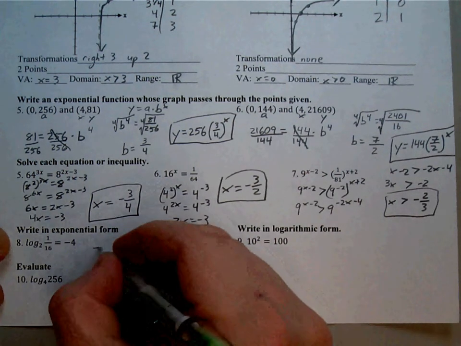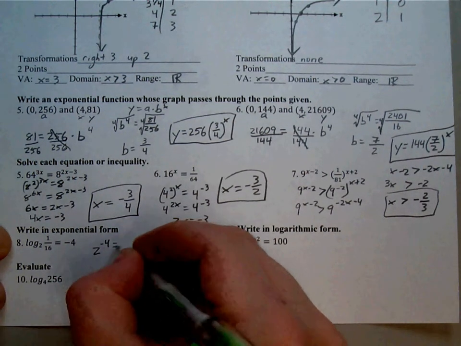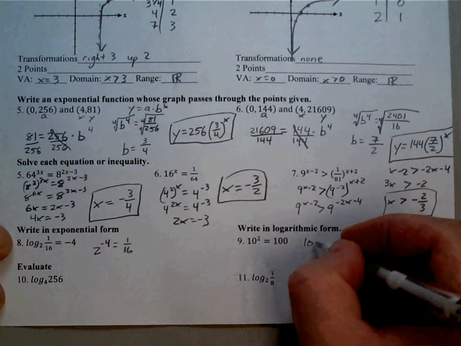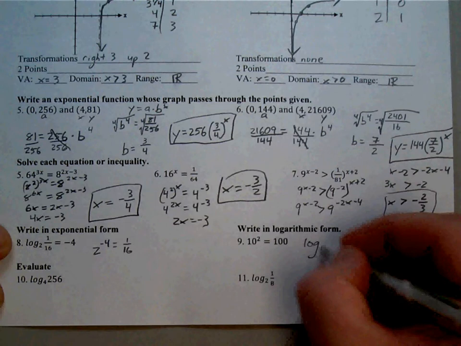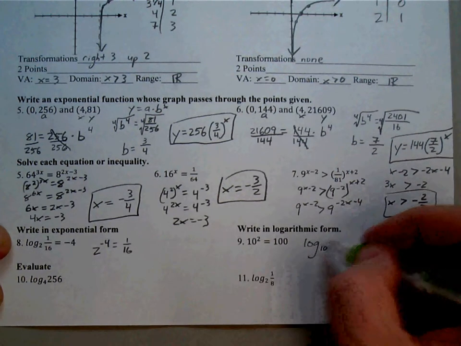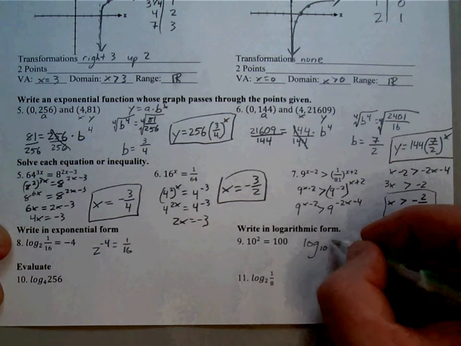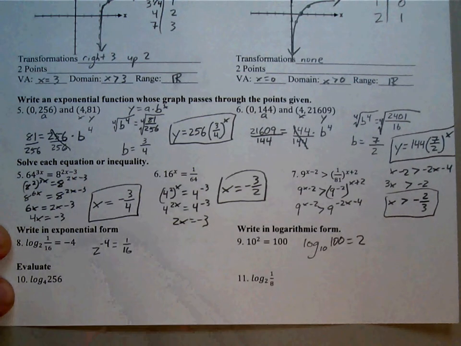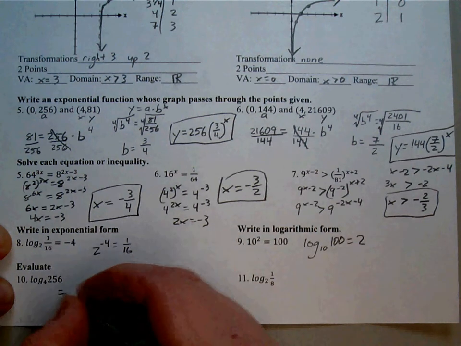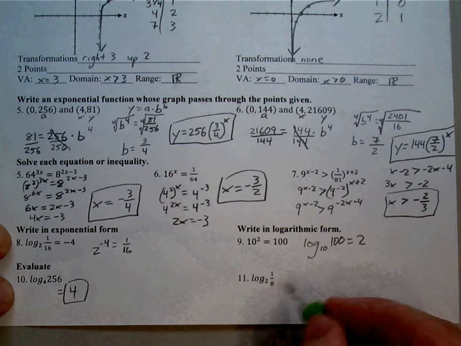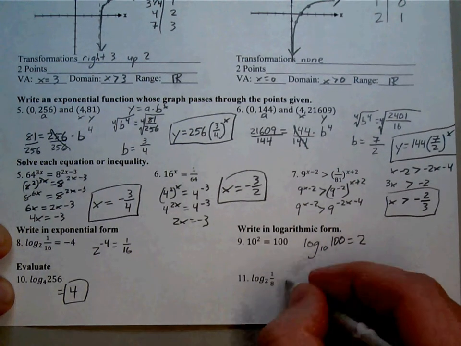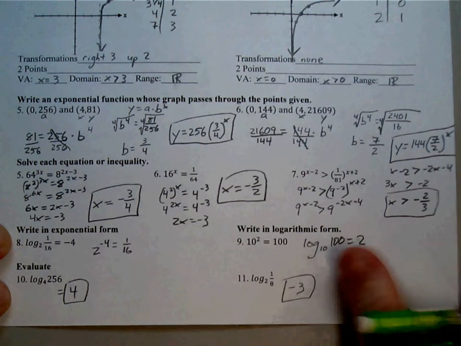Write in exponential form, that would be 2 to the negative 4 equals 1/16. Write in logarithmic form, that'd be log base 10. Since it's base 10, you don't even have to write it. It could just be a common logarithm. But log base 10 of 100 is equal to 2. You evaluate. 4 to the 4th is 256, so I know my answer is 4. 2 to the 3rd is 8, so 2 to the negative 3rd is 1/8, so negative 3 is the answer.